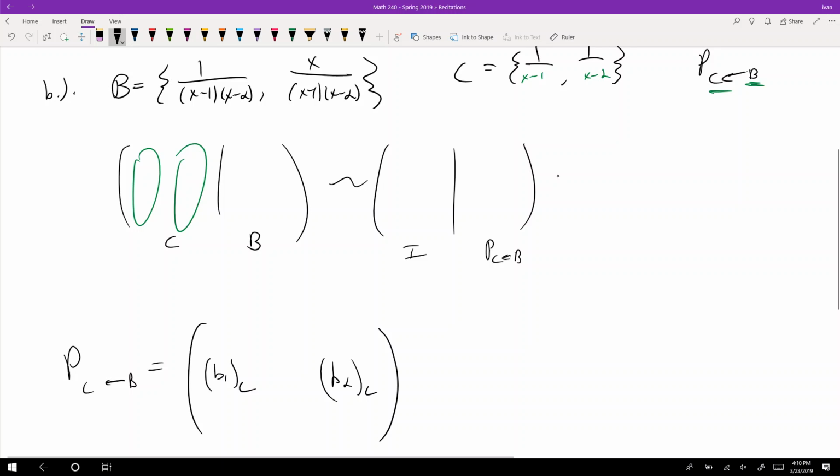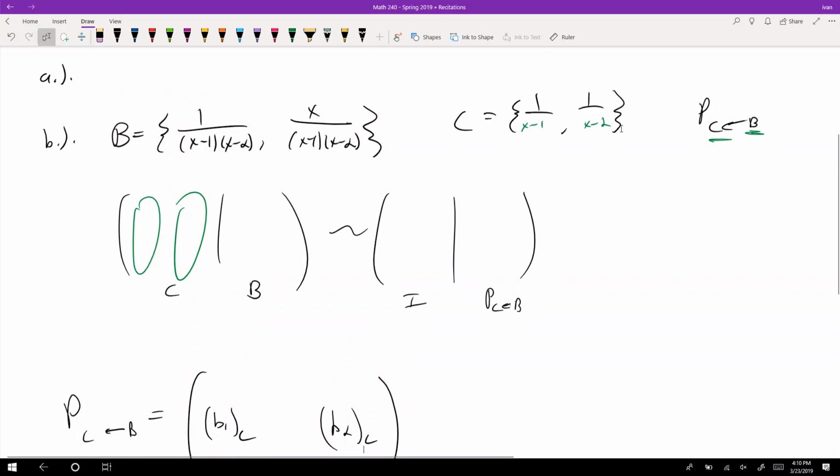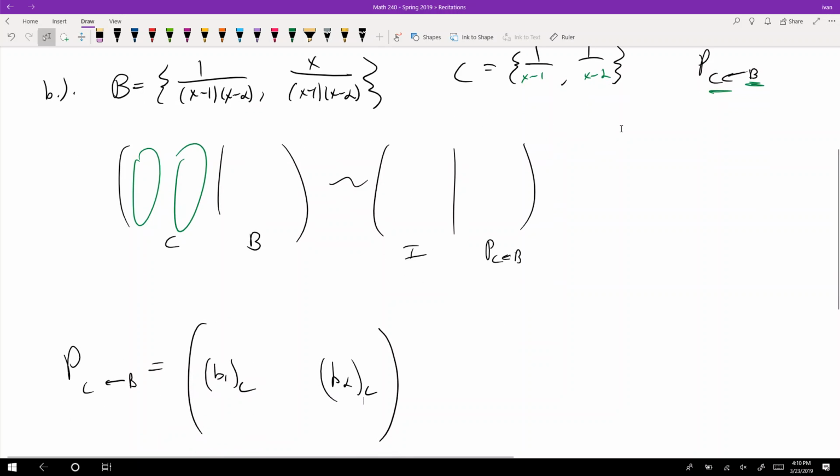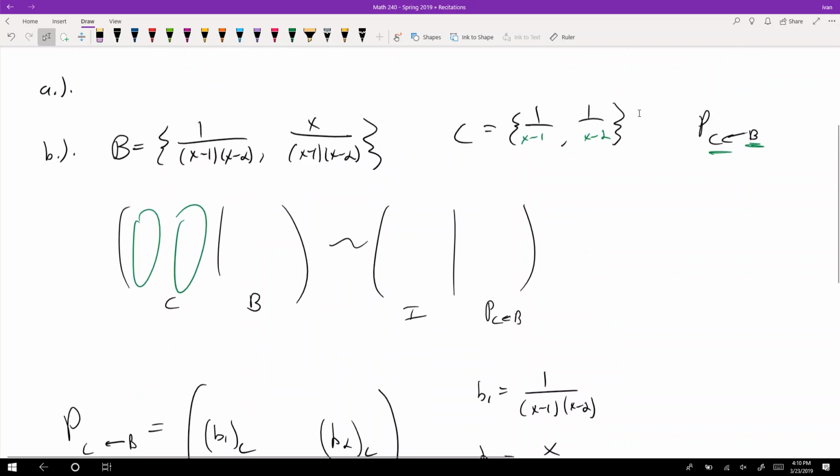Okay, so in this case, B1 we need to write in terms of C. Let B1 equal 1 over (x minus 1)(x minus 2), and B2 equal x over (x minus 1)(x minus 2). Right? And so what is B1? Well, we just find linear combinations of C, right?